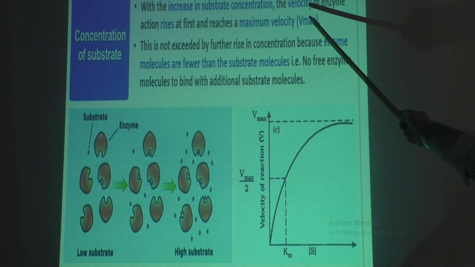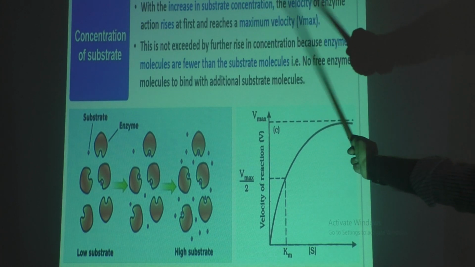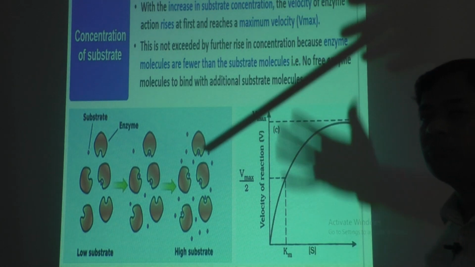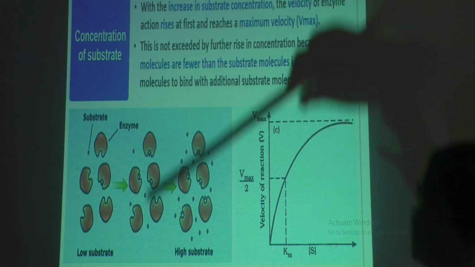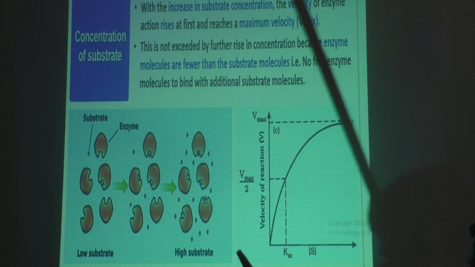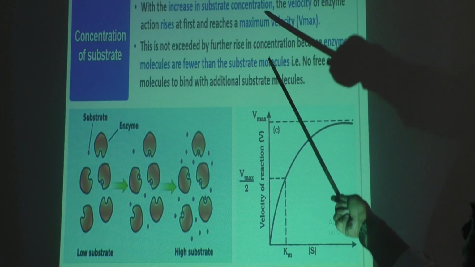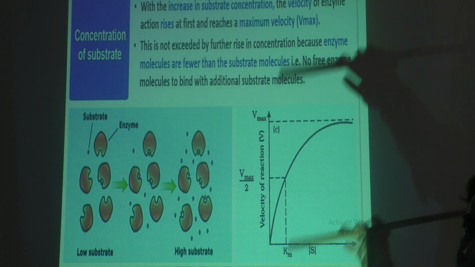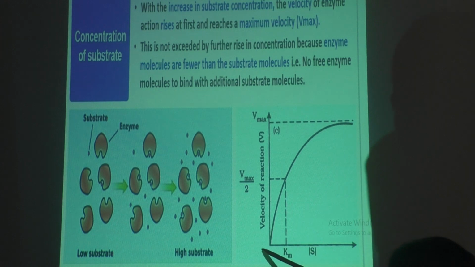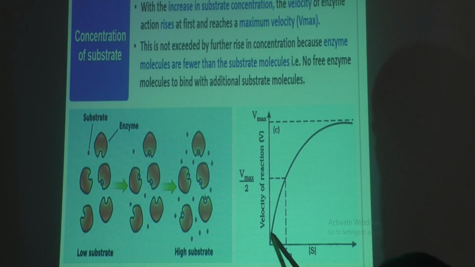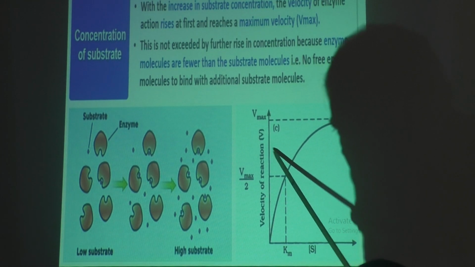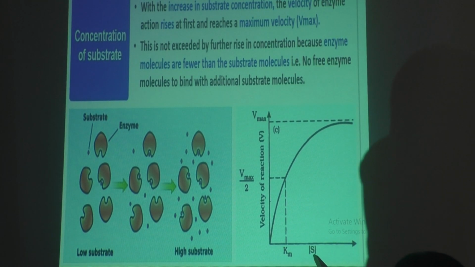With the increase in substrate concentration, the velocity of the enzyme action rises first. When you increase the substrate quantity, at first the velocity of the enzyme increases, but then it reaches maximum velocity, maximum speed, that is called Vmax. You see here in this picture, they are showing the velocity of the reaction V versus S, that is substrate.